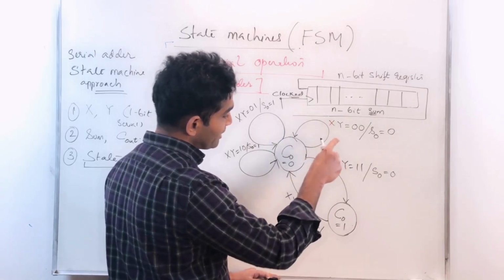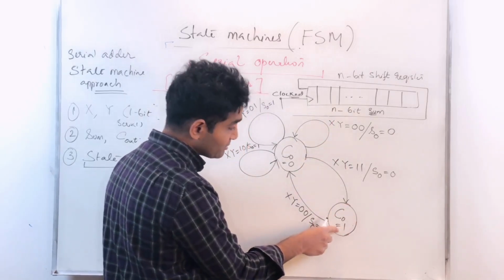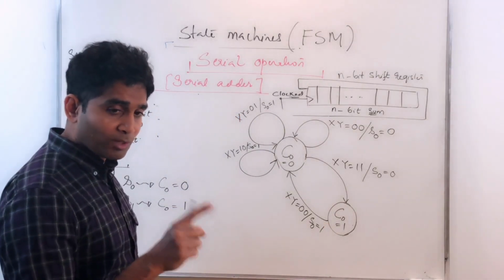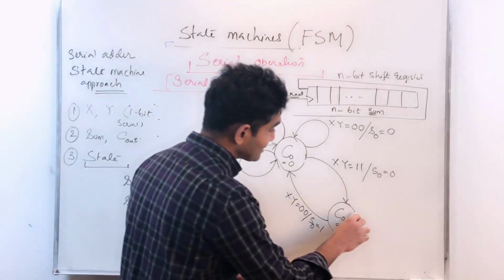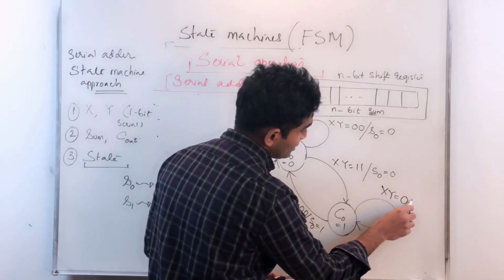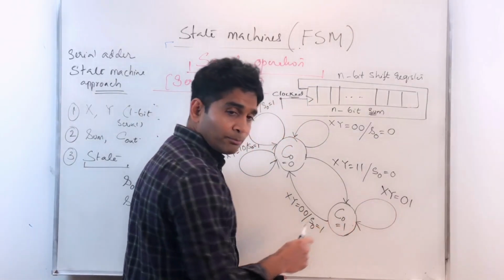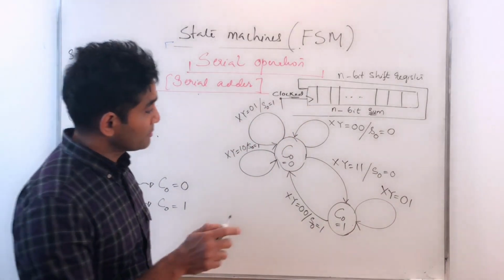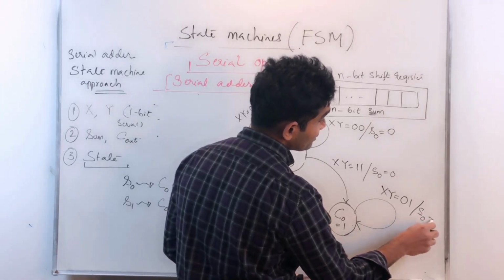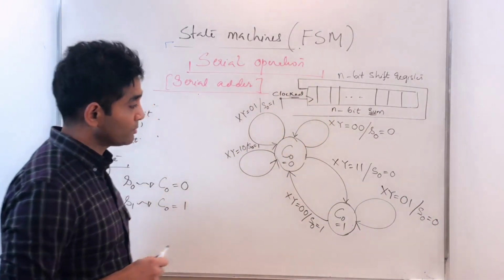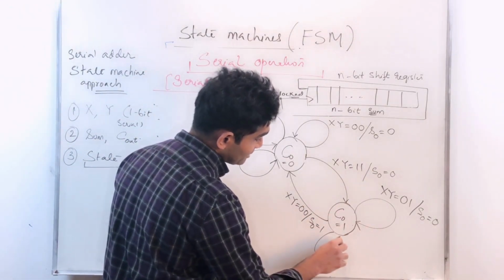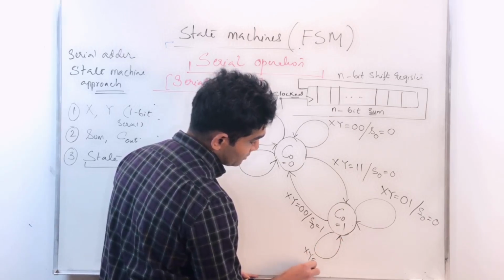With xy equal to 1, 0, or xy equal to 0, 1. So I'm adding 0 plus 1 plus 1 here because I'm in this state, right? That gives me a sum of 0, and the carry out is 1. So I remain in the same state. Xy equal to 0, 1. So 0 plus 1 plus 1 produces a carry out of 1. So I remain in the same state. My sum is 0, and the carry out is 1. Same thing for xy equal to 1, 0. I remain in the same state.